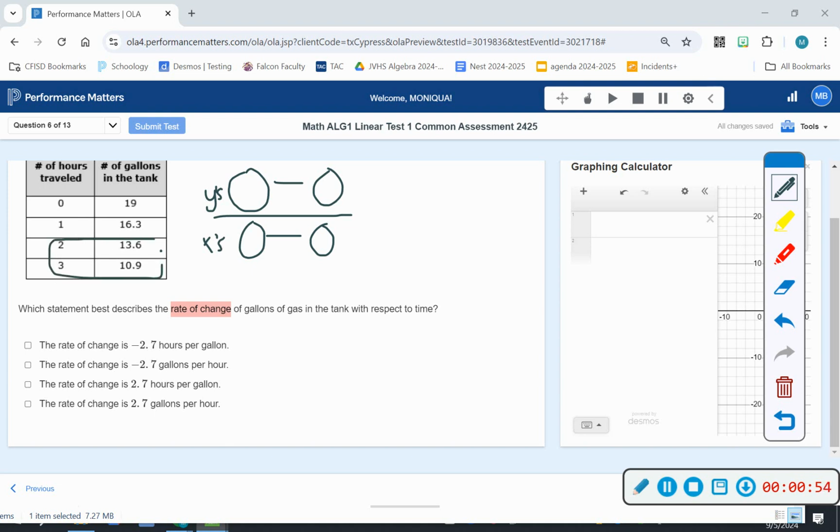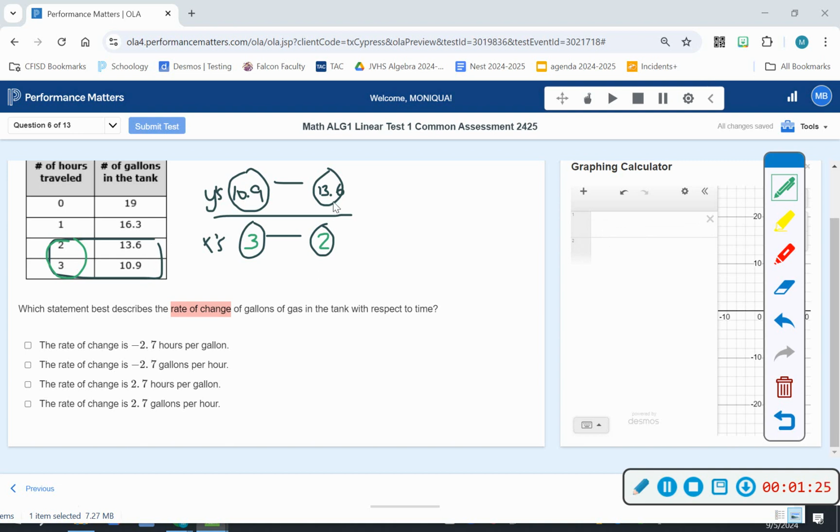I would pick these 2 and say, okay, my y2 is 10.9 and my y1 is 13.6. And then I will put my x's in, starting at the second x, which is 3, and then the first x, which is 2. And then I would proceed in putting them in my graphing calculator.